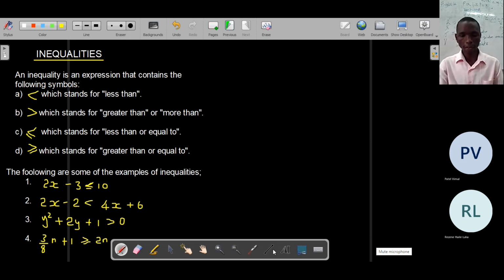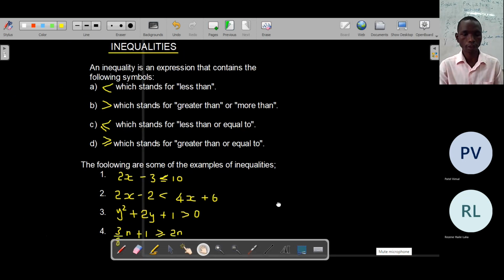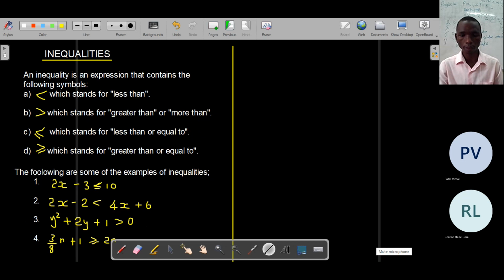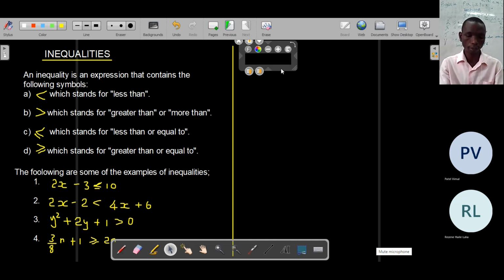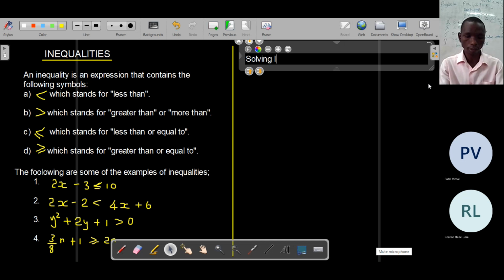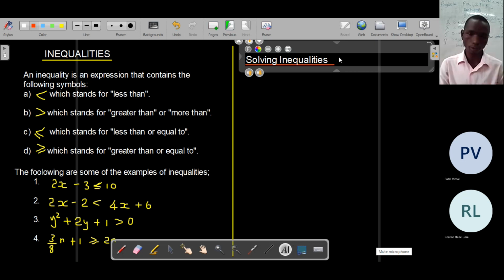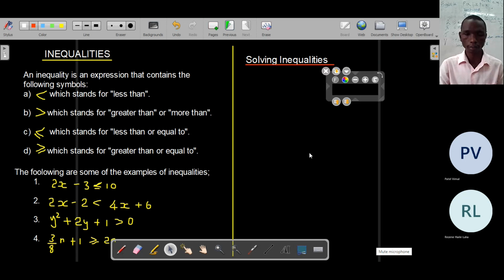So we have to take note of them when we come to inequalities. After that, we are going to come here and see how to solve inequalities. That's the major thing which we have to look at here. Solving inequalities, we need to know how to solve them. We are going to see the methods which we follow if we are to solve those inequalities.